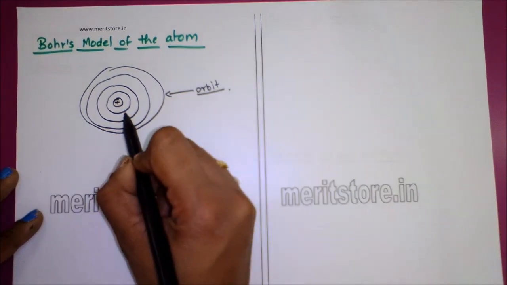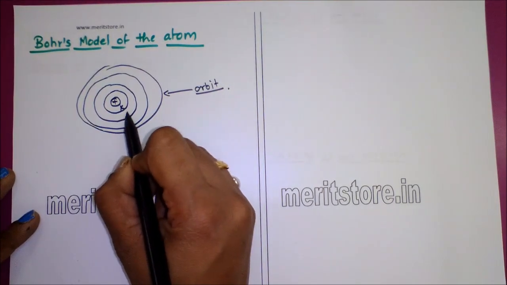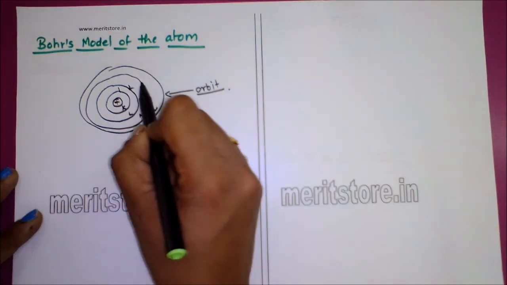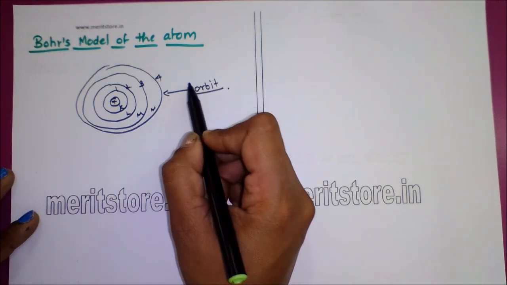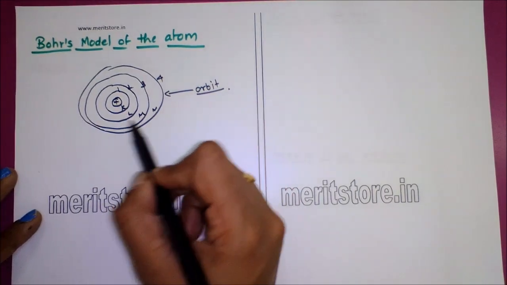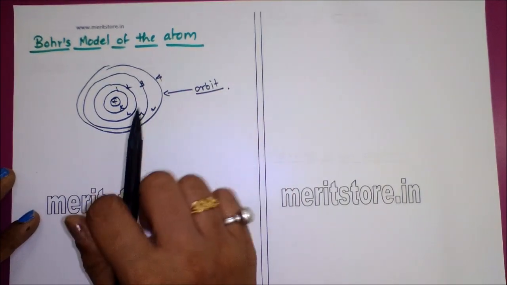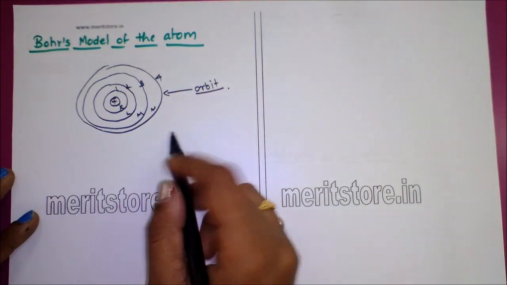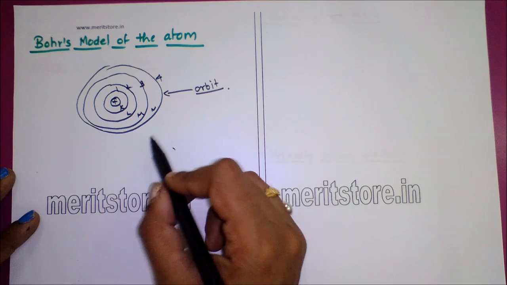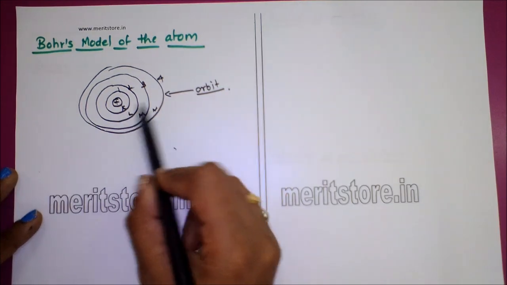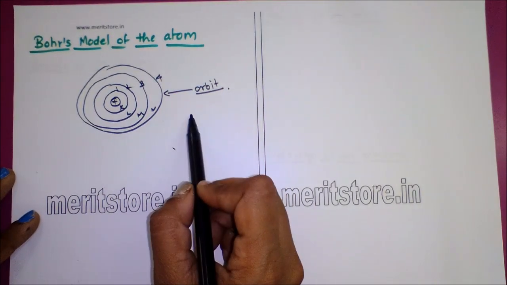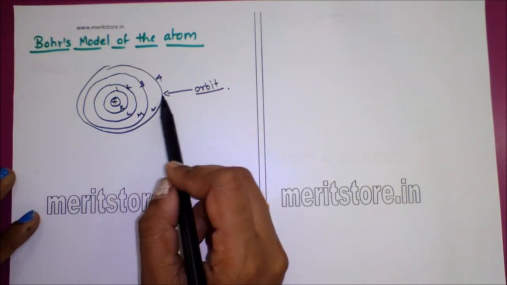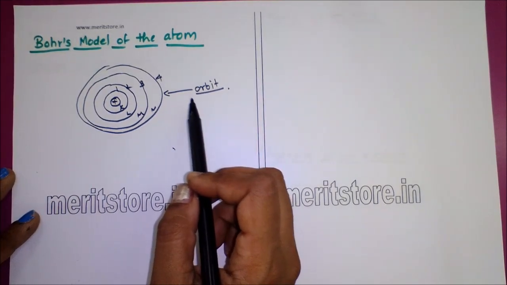We can designate them with letters like K, L, M, N, or with numbers like 1, 2, 3, 4 onwards. As long as the electron remains in a particular orbit, it does not lose or gain energy, and therefore these orbits are also known as stationary orbits. As we go away from the nucleus, the energy level goes on increasing. So the K shell is called the ground state and all other shells are called excited states.